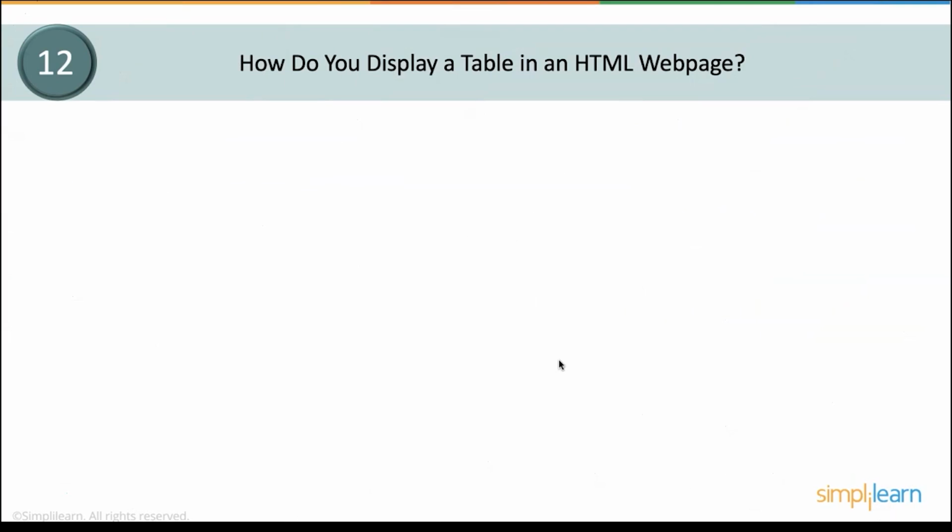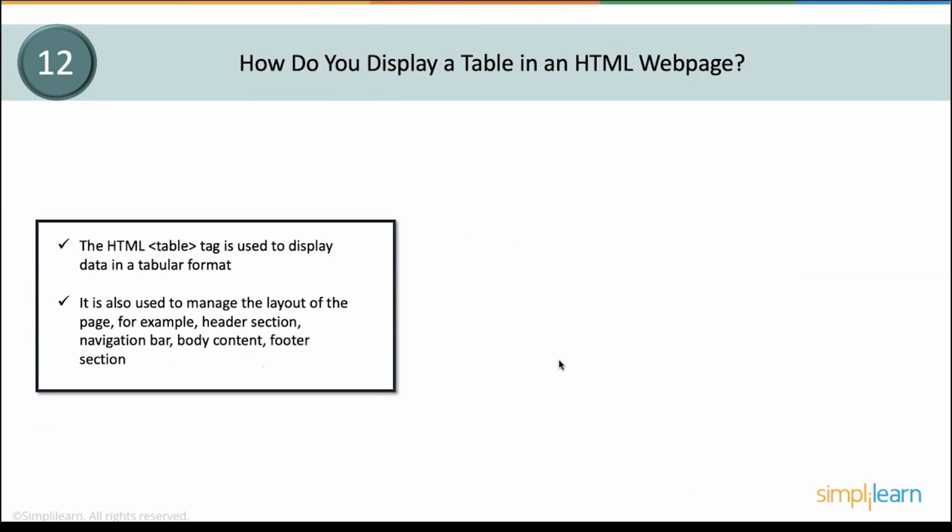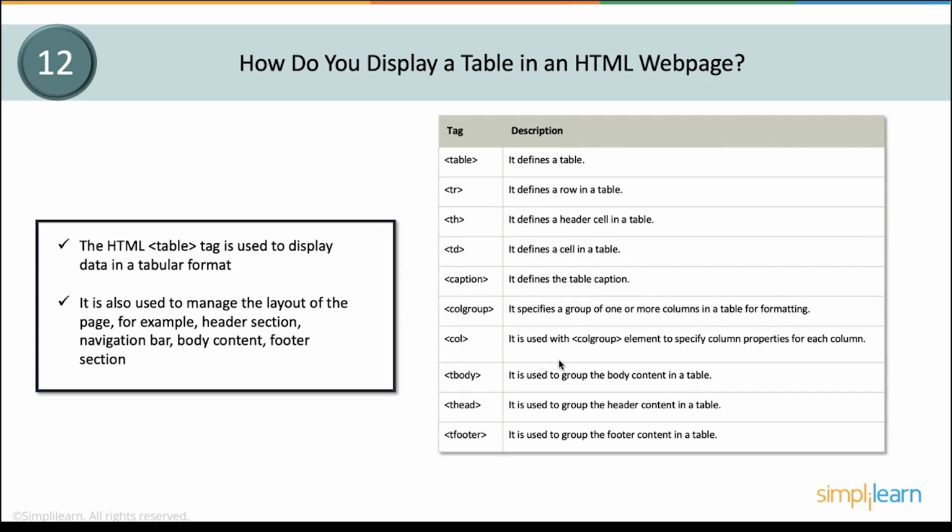Now the next thing is, how do you display a table in an HTML web page? Obviously we have the table tag, and under the table tag I can align the complete layout of my web page using table head, table body, table row, table columns. There are multiple different types of elements which are part of a table. It's just to basically align the content in a proper format.